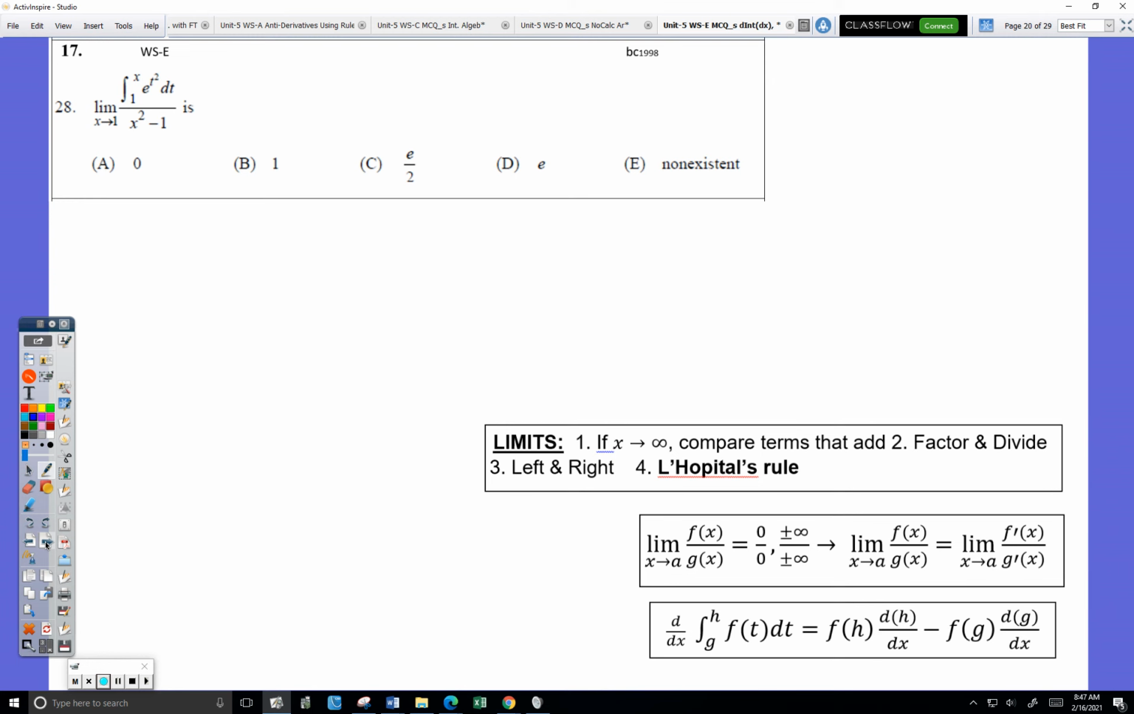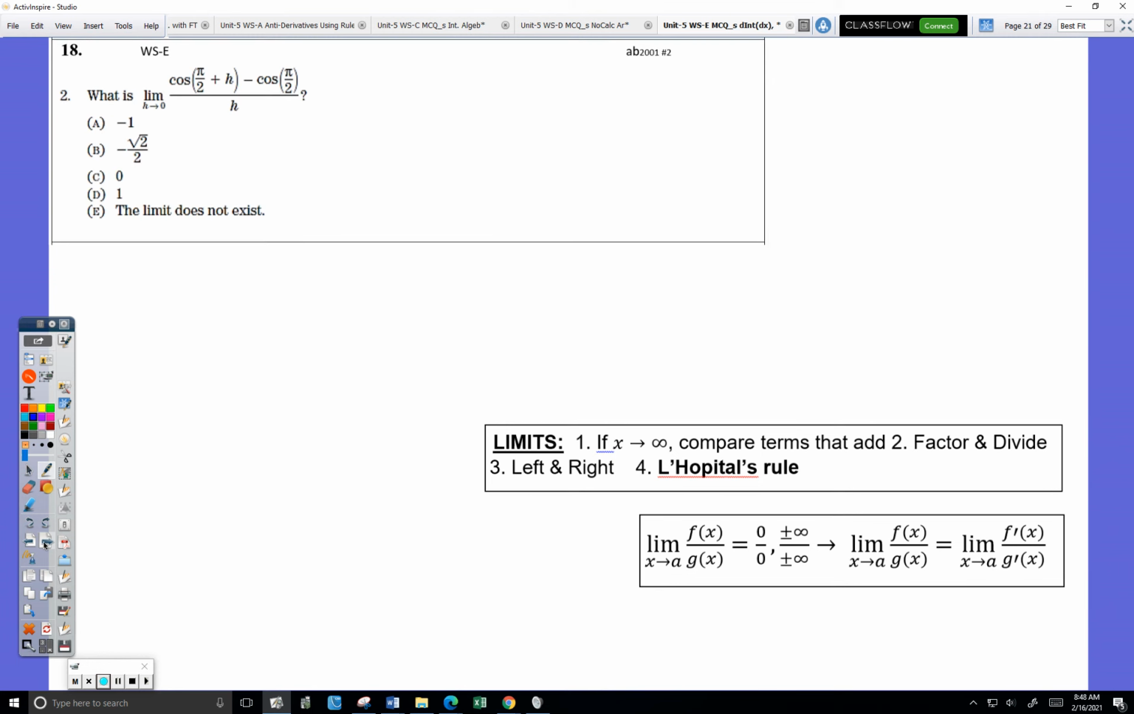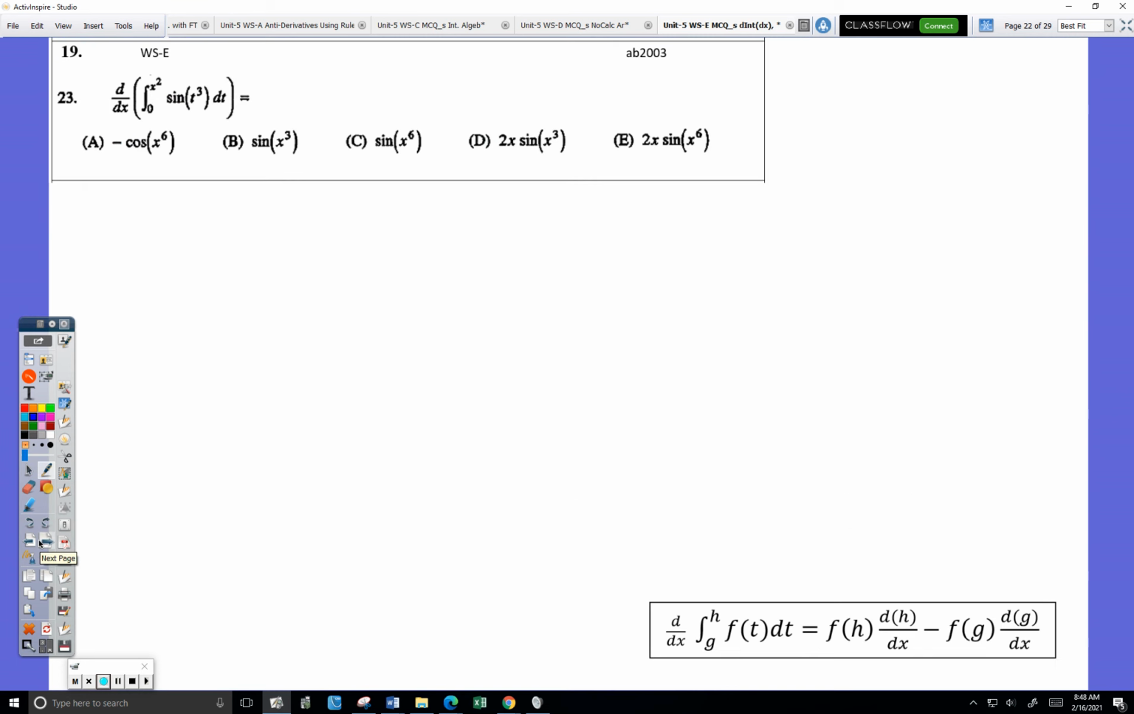L'Hopital's rule again. This is just like number 8, except it's cosine instead of sine. Derivative of an integral. Do that one quick, go. 19.